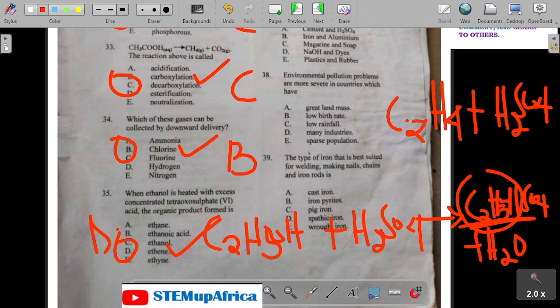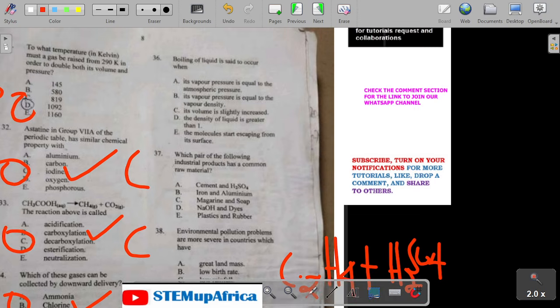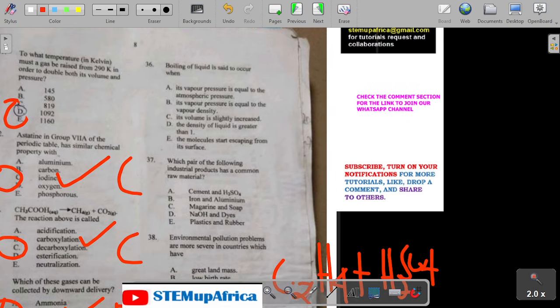So let's look at number 36. Boiling of a liquid is said to occur when the vapor pressure is equal to the atmospheric pressure, which is true. The answer is A. No need to read further. The answer is A.